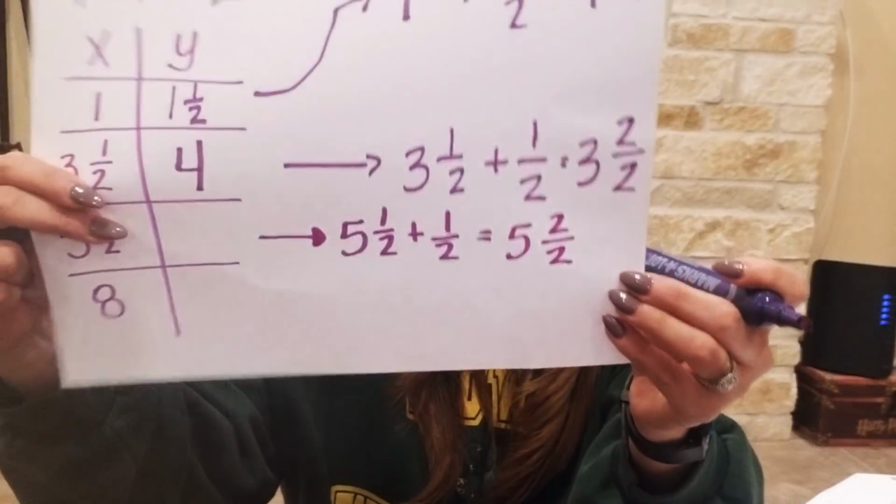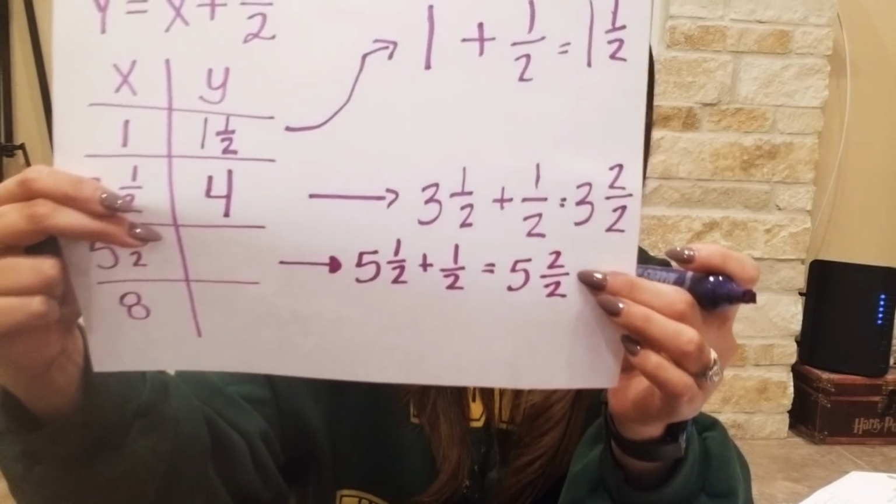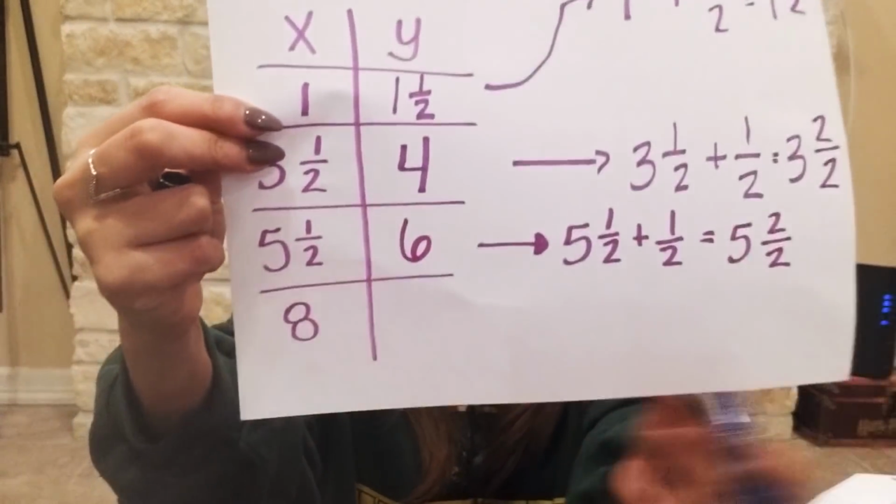Same as before. So again, I have another whole here. So I don't really have 5 and 2 2's. I actually have 6, right? So here I have 6, okay? So that's what I should have so far. And then I'm going to do the same thing here.